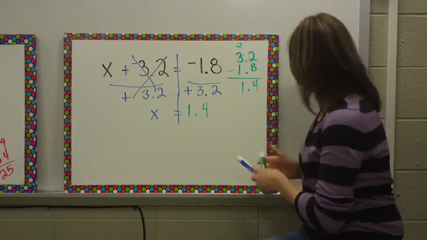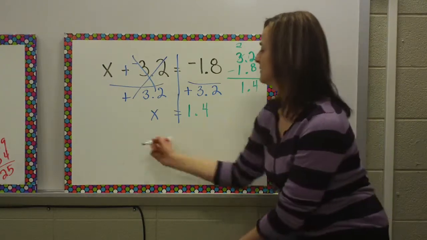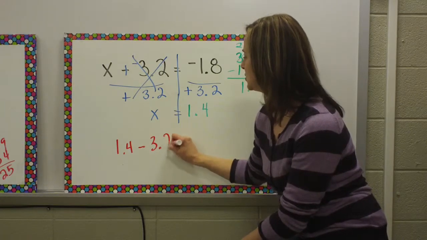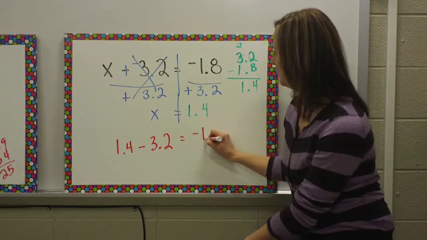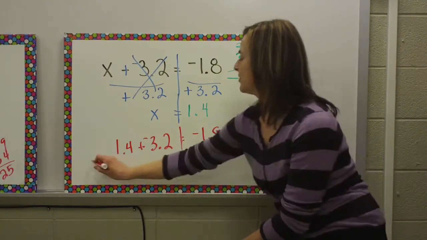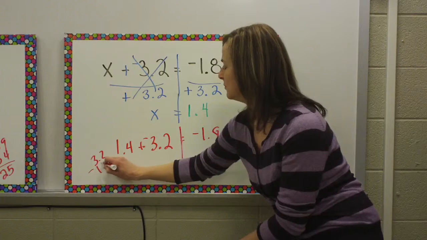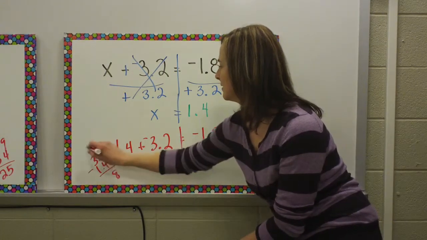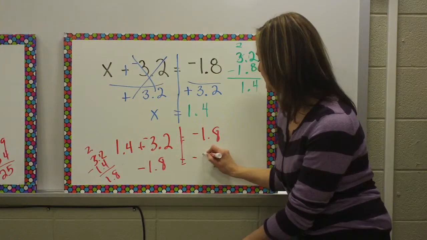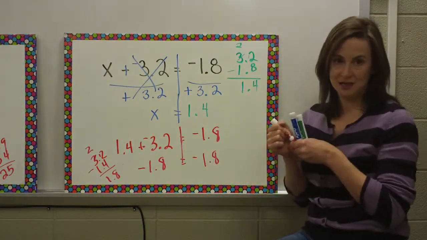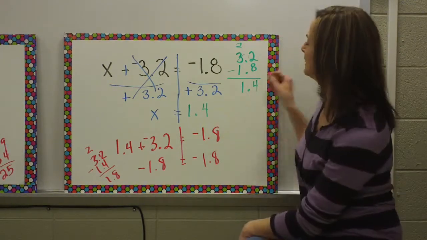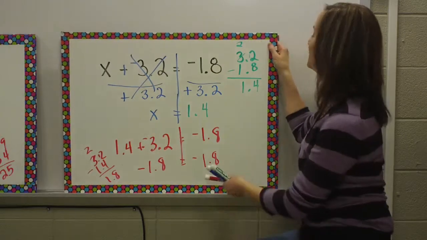If I go back and plug it in to check, 1.4 minus 3.2, I should get a negative 1.8. So if I check that, add the opposite, 3.2 minus 1.4 indeed gives me a negative 1.8. What's awesome about checking with algebra is that you'll know you're right before I will. You plug it in and check, you'll know that you've done the problem correctly.